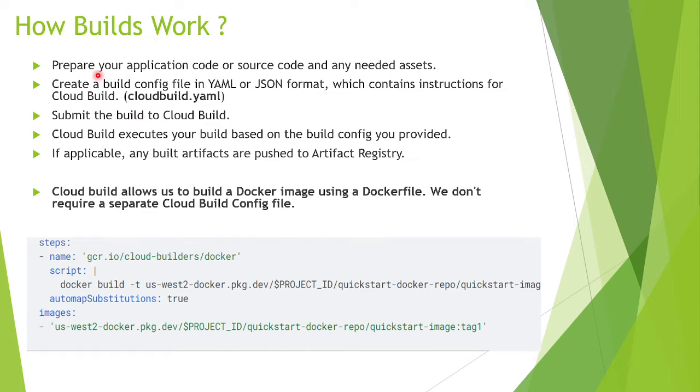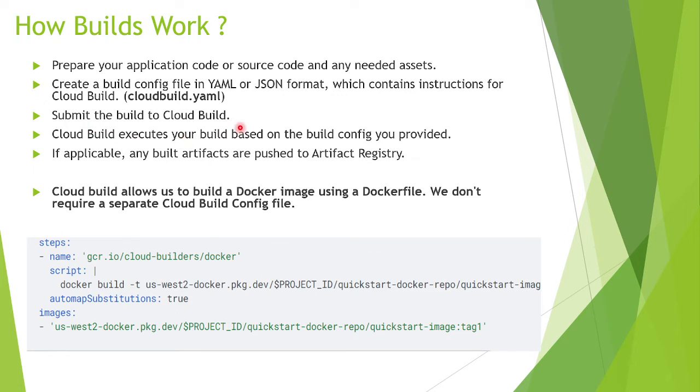First of all, we have to prepare our application code or source code. Like if you have an application running, you have to prepare the source code, like a Dockerfile or anything which you are using. After that, we have to create the cloudbuild.yaml file. You have to remember, this is a very important file. When you want to use Cloud Build, you will use this cloudbuild.yaml. If you are using JSON, you can use a cloudbuild.json format file. We have to create this config file in which we write all the configuration. This is the config file example. We have to provide all the steps.